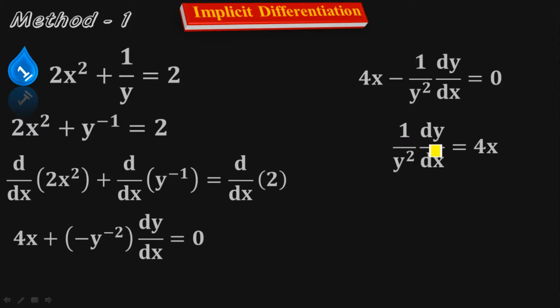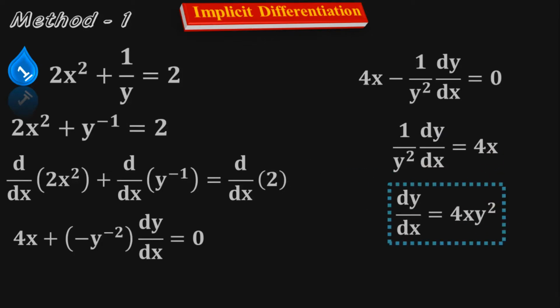Positive 1 over y squared times dy over dx. Now, multiply both sides by y squared, so we're left with dy over dx equals 4x times y squared. What I did when I multiplied y squared with 1 over y squared, this y squared will cancel with the y squared. I'm left only with dy over dx on the left side and 4x times y squared on the right side. This is going to be the final answer.